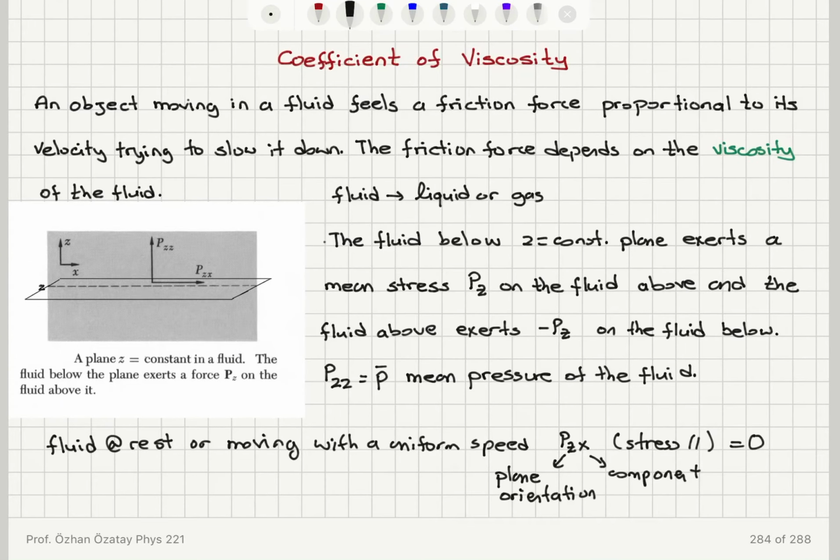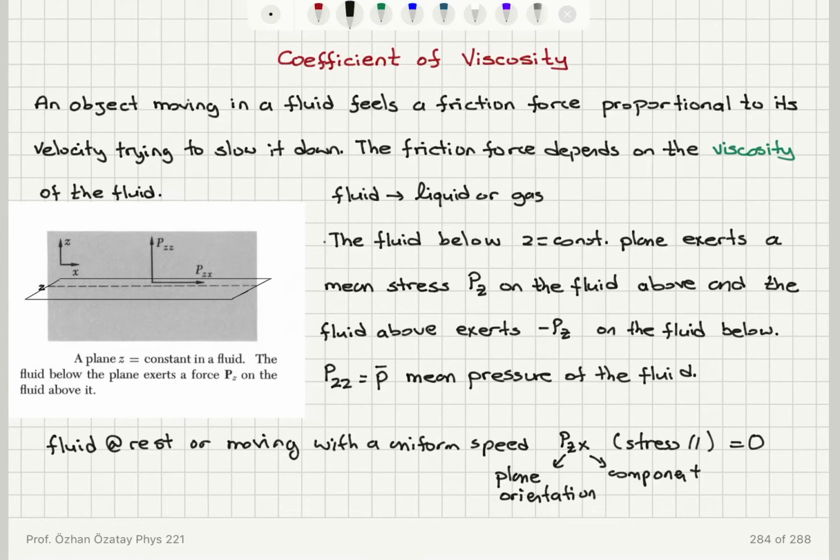So for a macroscopic object that is moving in a fluid, it's going to feel a friction depending on its velocity, and the fluid will try to slow down the motion of the object, and the force of friction depends on the viscosity of the fluid. The fluid can be a liquid or a gas.